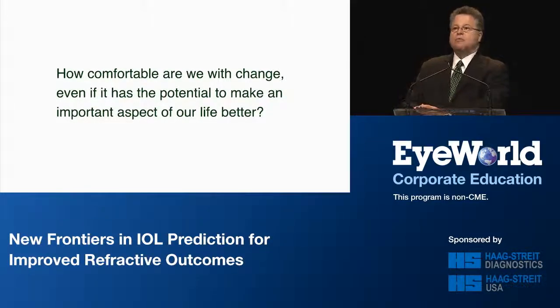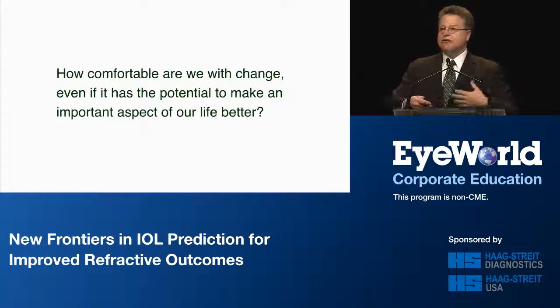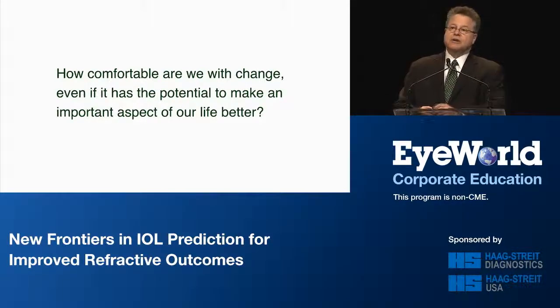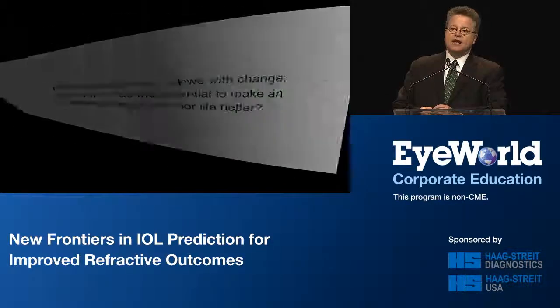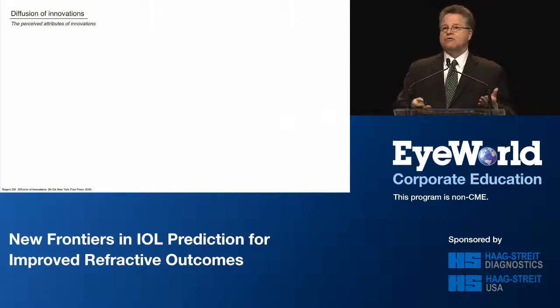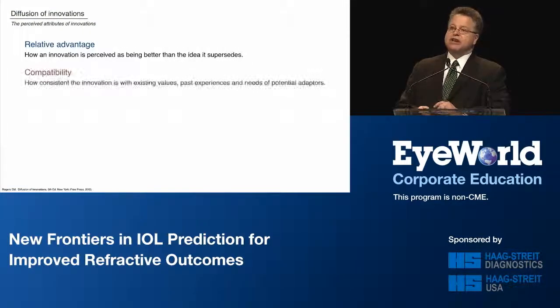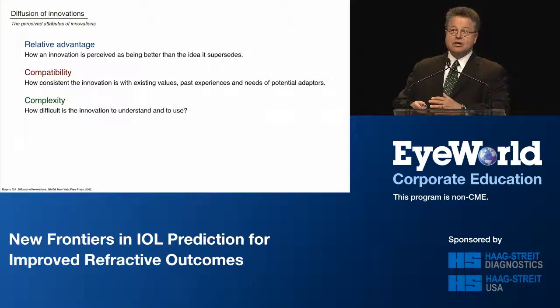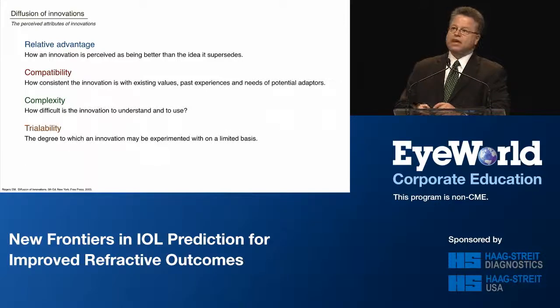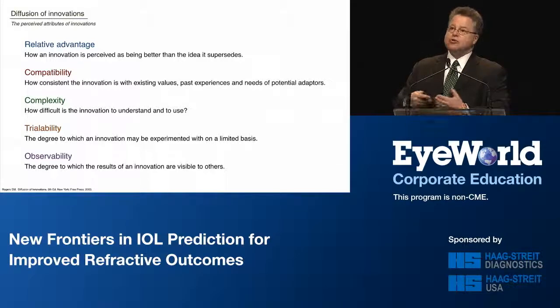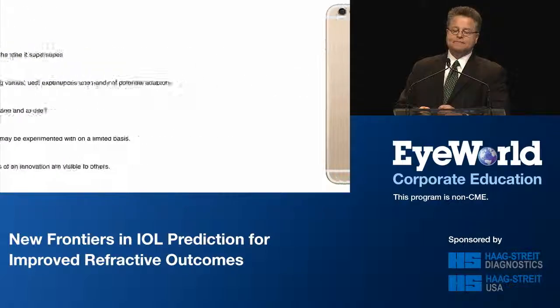So how comfortable are we with making change? You know, we as surgeons, we're very, very reluctant to change for fear we're going to experience something unanticipated. And for us to dump something that we've used for 40 years and replace it with something else requires that several criteria be fulfilled. It has to have an advantage. It has to be compatible with what we knew and what we know and what we do. It has to not be so complex that we can't use it. And we have to be able to trial it and make sure that it lives up to its promises. And we have to observe these improvements in a way that we believe them and we can incorporate them.